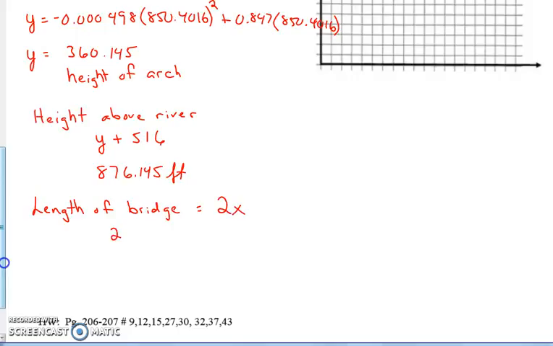So I take 2 times the x value that I calculated, which was 850.4016, to get the total length, which is 1700.803.